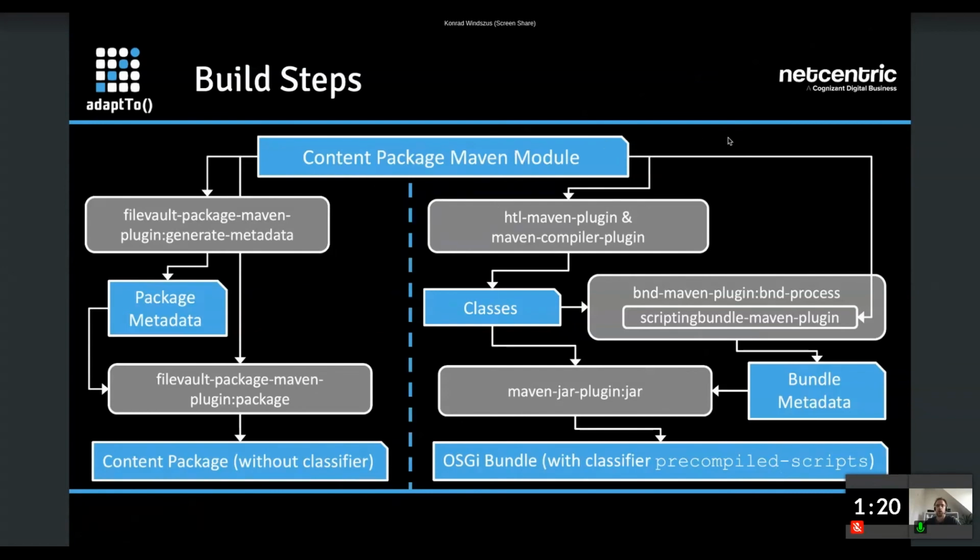So if you run a regular Maven clean package, for example, on your Maven module, what you get is two different artifacts out of that. One is a content package and the other one the OSGi bundle.